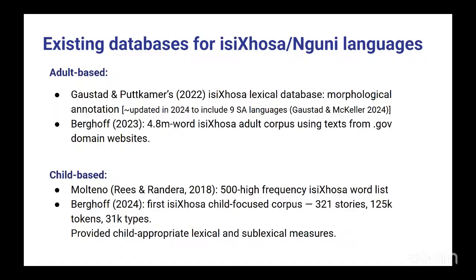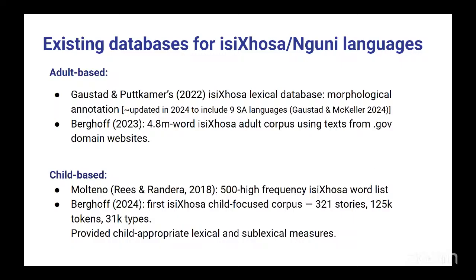The real breakthrough came with Berghoff's work in 2024, so very recently, in which she built the first Xhosa corpus using children's literature. And this consisted of 321 stories, 125,000 tokens, of which there were 31,000 types. Okay, by tokens, we mean words, and by types, we mean unique words. Okay, so not counting duplicate words in the corpus. From that, she provided child-appropriate lexical and sublexical measures for Xhosa.